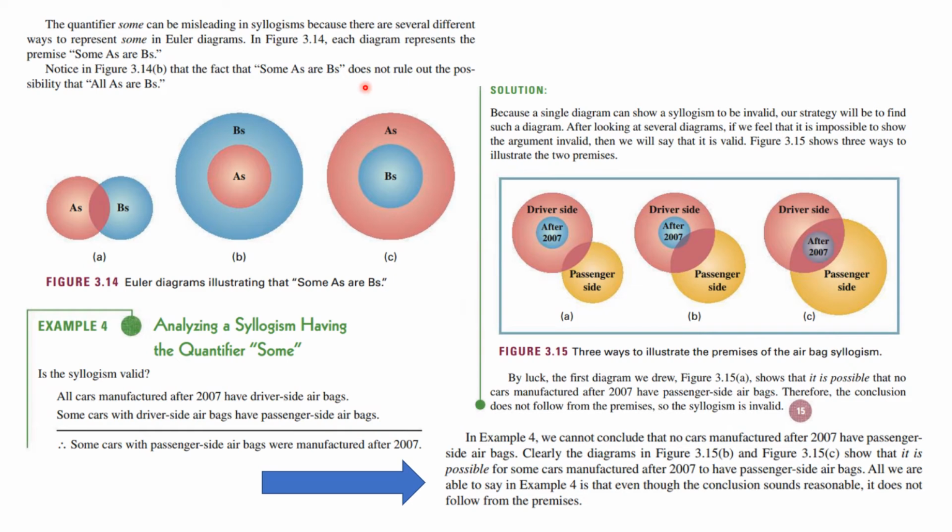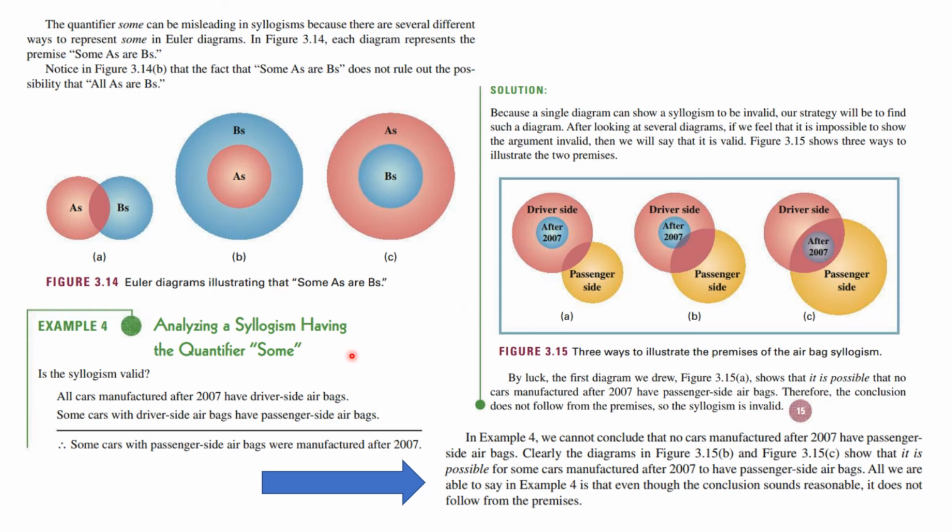In a similar manner, the quantifier some can be misleading in syllogisms also, because there are several different ways to represent some in Euler diagrams. So in each of these diagrams, it represents some A's are B's. So here you have some A's are B's. Now that really is all A's are B's, but we'll just say that there's some. And here, some A's are B's, namely those that are in B. So you see you have a bunch of different possibilities.